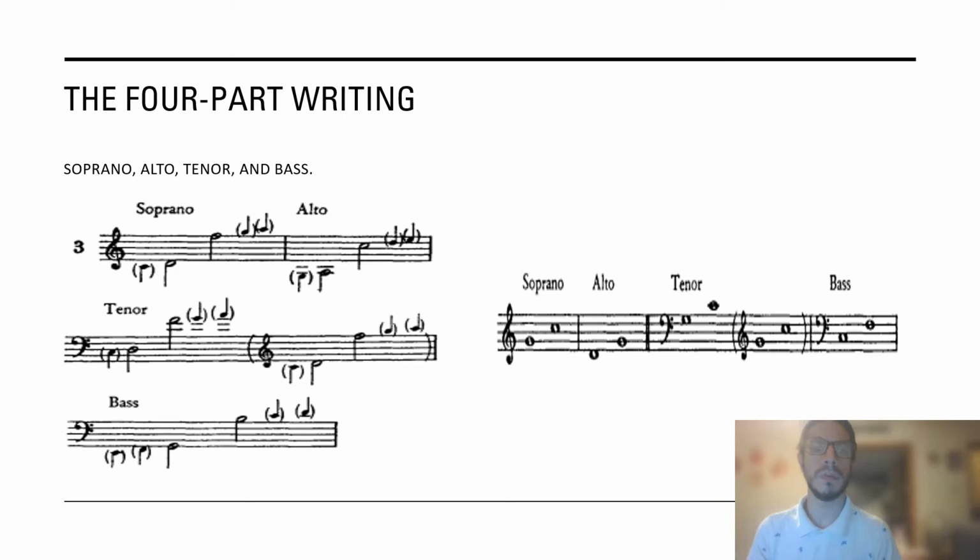Now let's move to this slide. This is the four-part writing. The four-part writing is one of the most used combinations for the voice, in which they are categorized into soprano, alto, tenor, and bass. Through this natural combination of voices, we will have an acoustic uniformity that will help us to distinguish each of the voices while we have a chord. Okay.